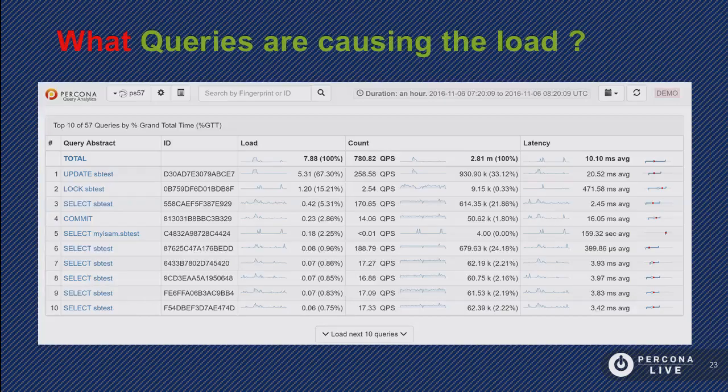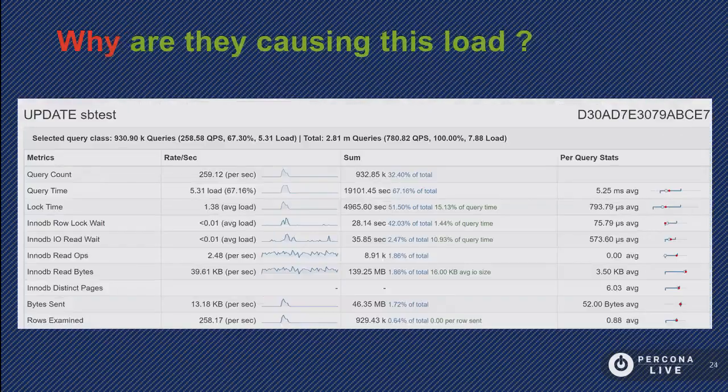So what do we do in terms of PMM in our query analytics? Well, first, we can tell you what queries are causing the load on the system. In this case, we are getting the top 10 queries and seeing which of them cause the load on the system. What is also interesting next, we can see why they are causing the load. We can see a breakdown of different metrics which correspond to the query, which can be used to deduce why that query is performing poorly.